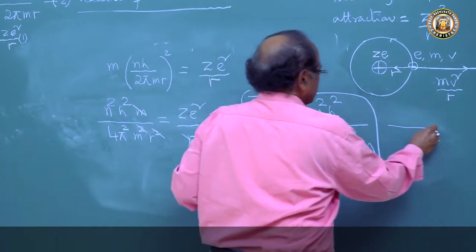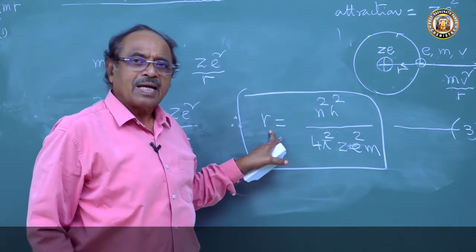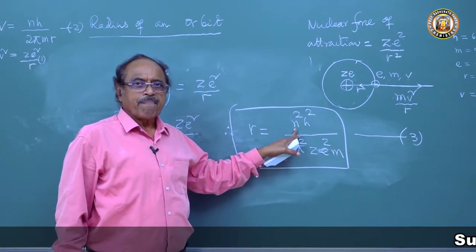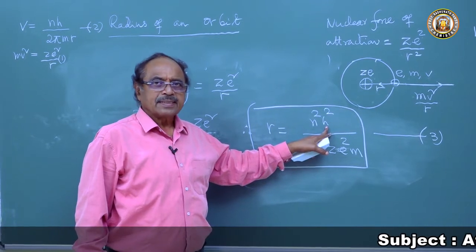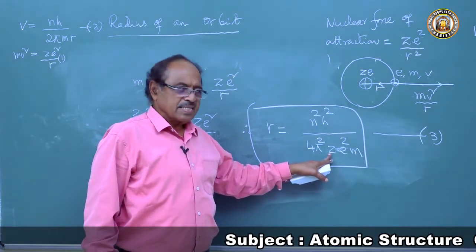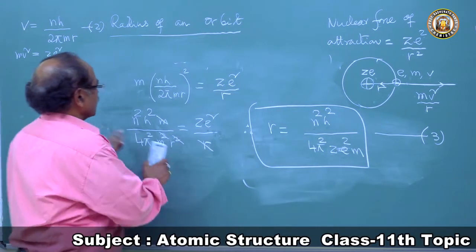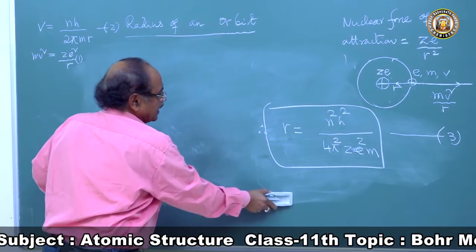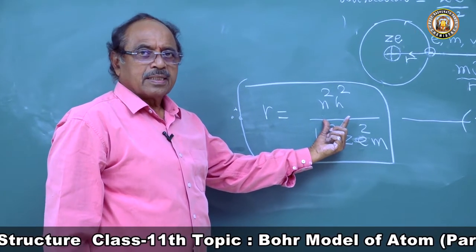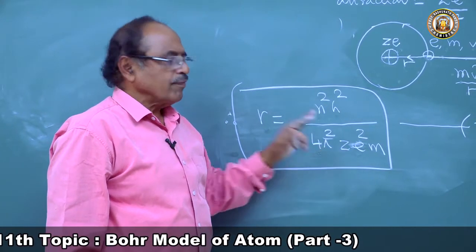We got an expression for r, the radius of the orbit. So we know n, the principal quantum number, h, the Planck's constant, pi 22 by 7, 3.1, Z, the atomic number, e, the charge of the electron, m, the mass of the electron. Now, all these values are known to us, so we can calculate the radius of any orbit. What Bohr did was calculate it for the hydrogen atom.